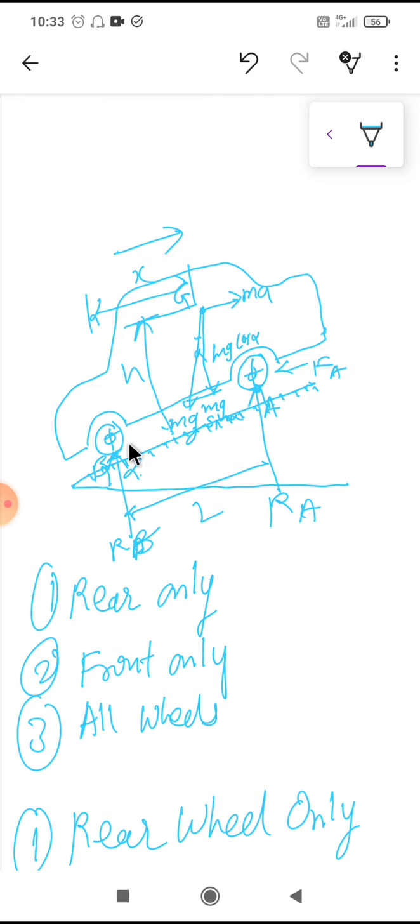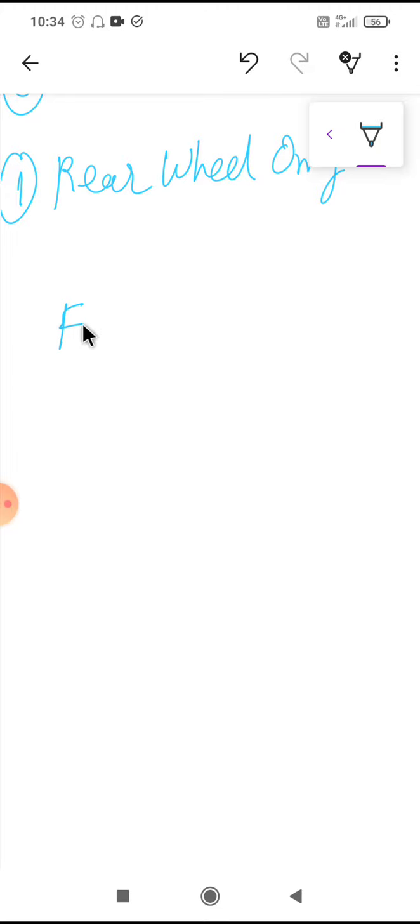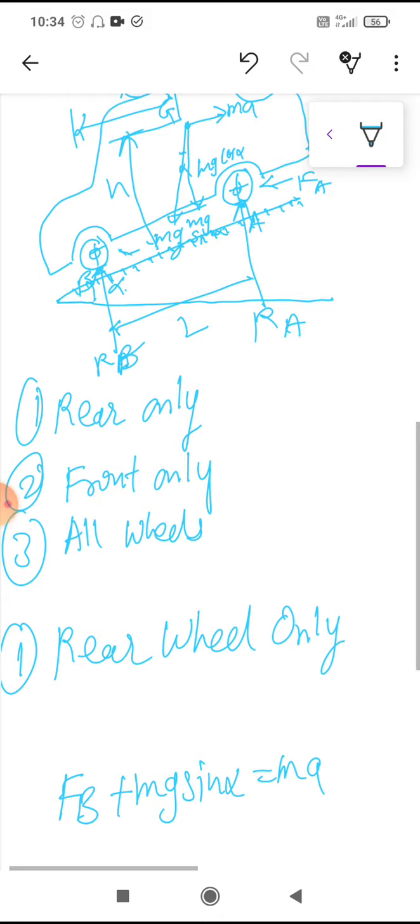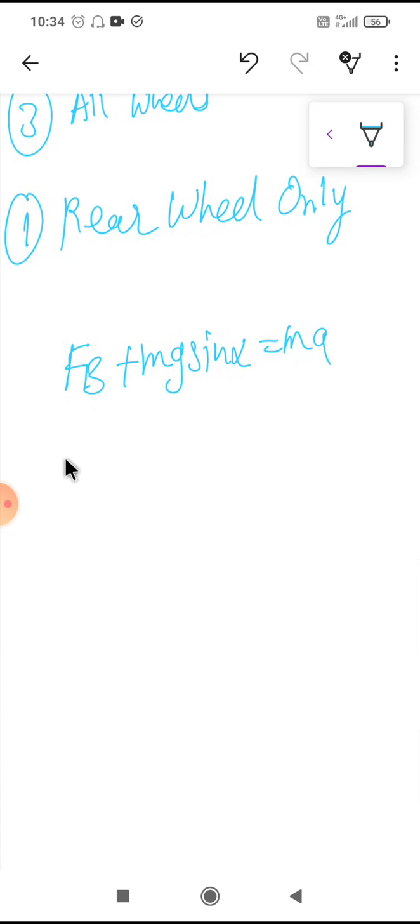It is moving in this direction, so the friction force will be in this direction. The total force will be the friction force plus the body force mg sine alpha equal to ma. So resolving the horizontal forces, we get FB plus mg sine alpha is equal to ma. Now resolving the vertical forces, here it is RA and here it is RB, and this is equal to mg cos alpha. So RA plus RB is equal to mg cos alpha.